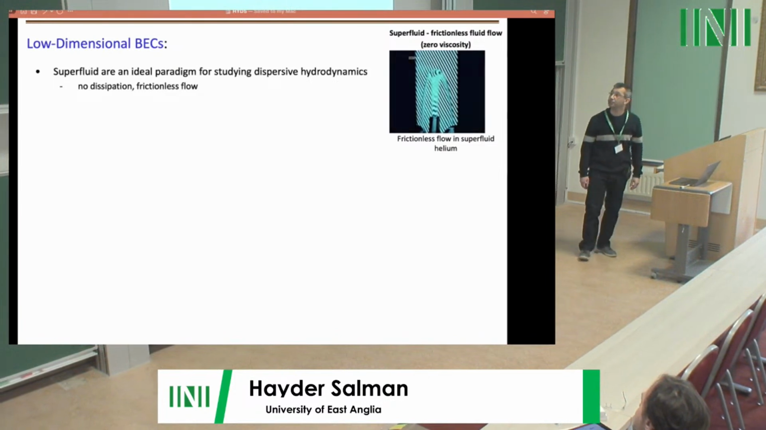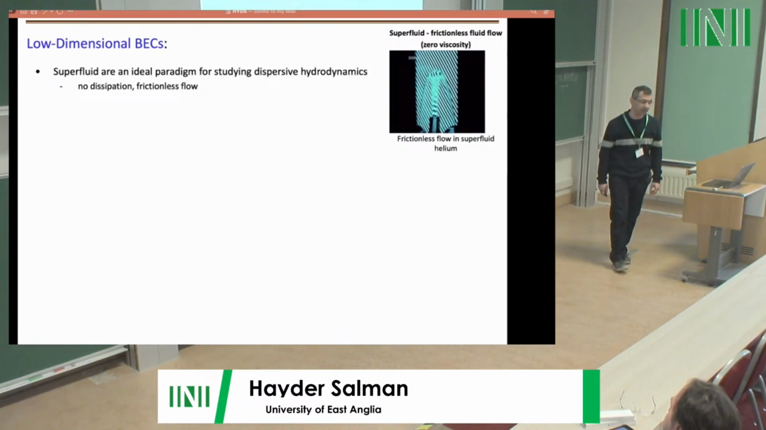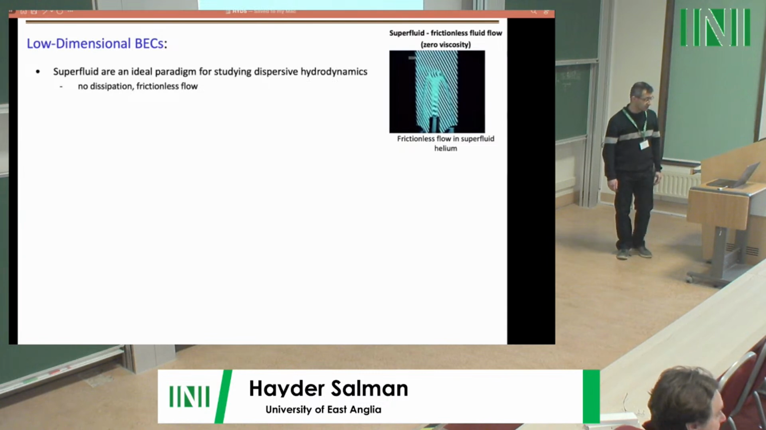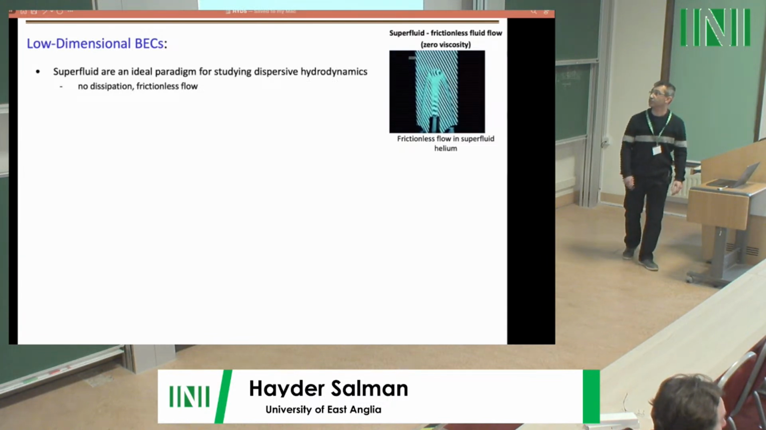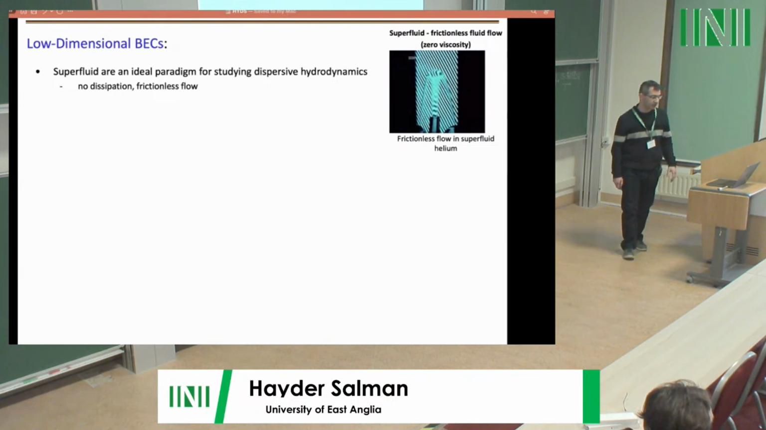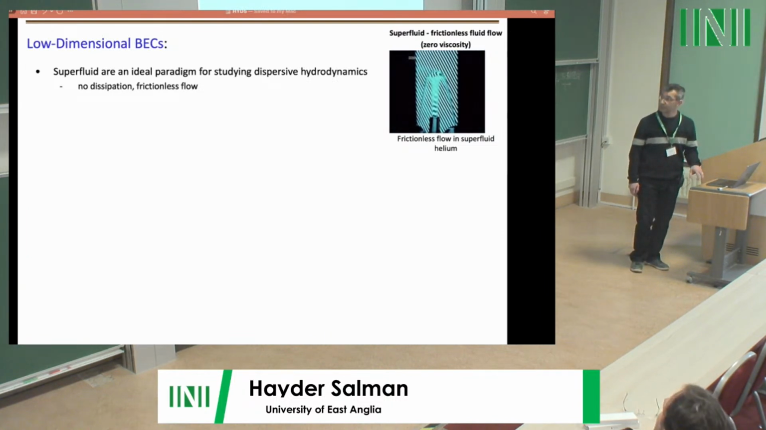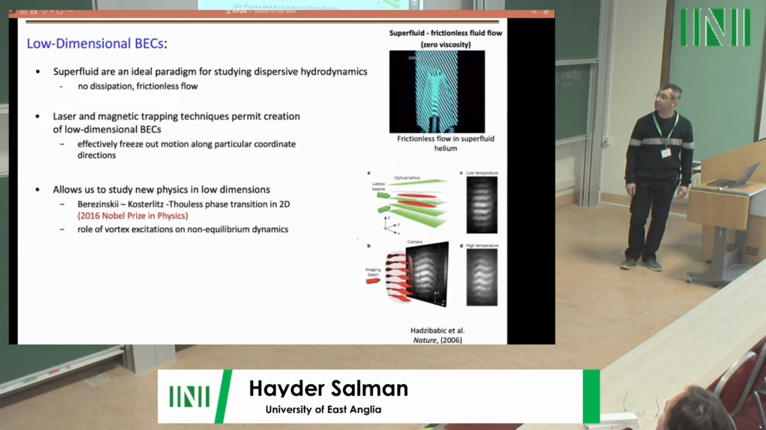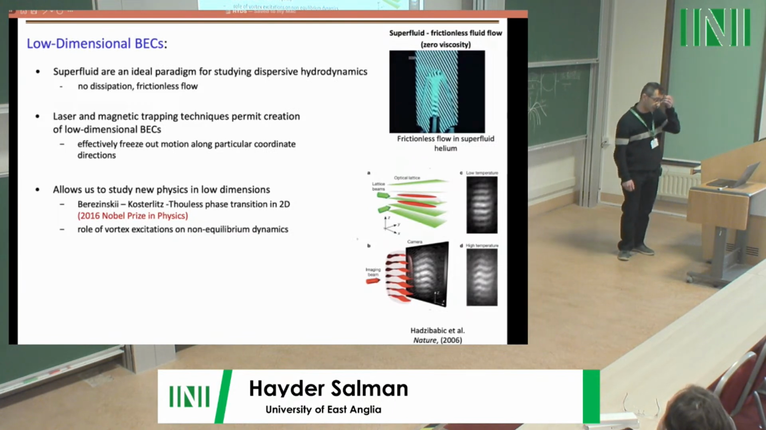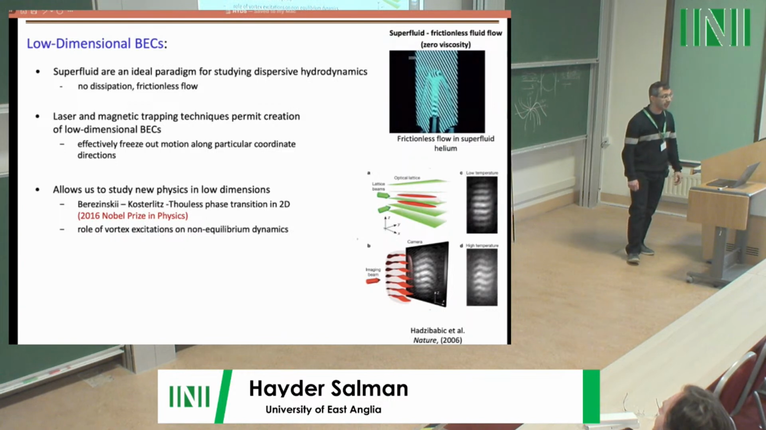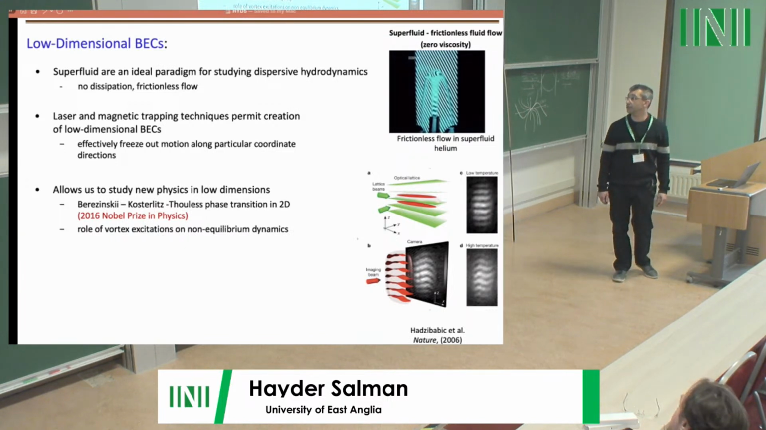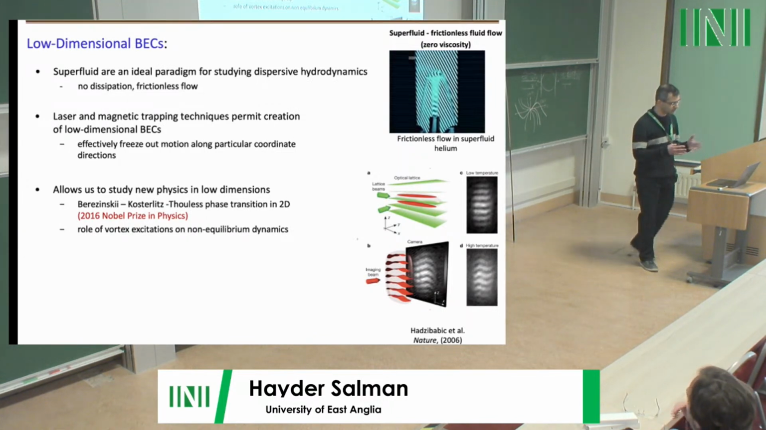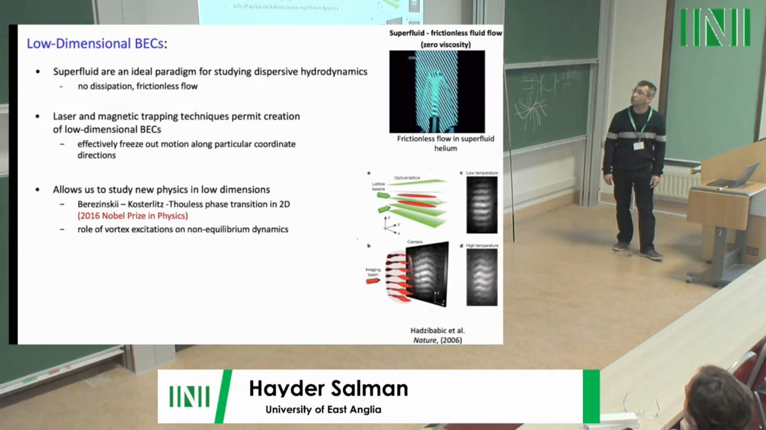superfluid systems provide ideal paradigms for studying dispersive hydrodynamic phenomena, because when you go to very low temperatures, dissipative effects are essentially suppressed, and dispersive effects become prominent. Now, my interest in these types of systems for this particular talk stems from the fact that in recent years it's been possible to realize Bose-Einstein condensates in low-dimensional configurations by effectively freezing out the degrees of freedom in one or two of the coordinate directions. So this opens the way to study fundamental physics in low dimensions.